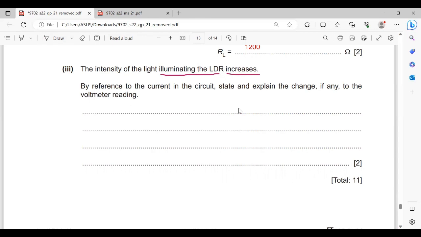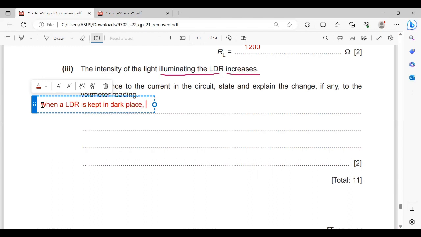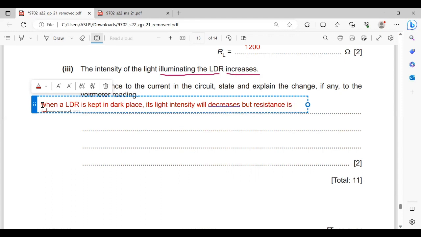Next, when an LDR is kept in a dark place, the LDR light intensity will decrease, but the resistance increases.